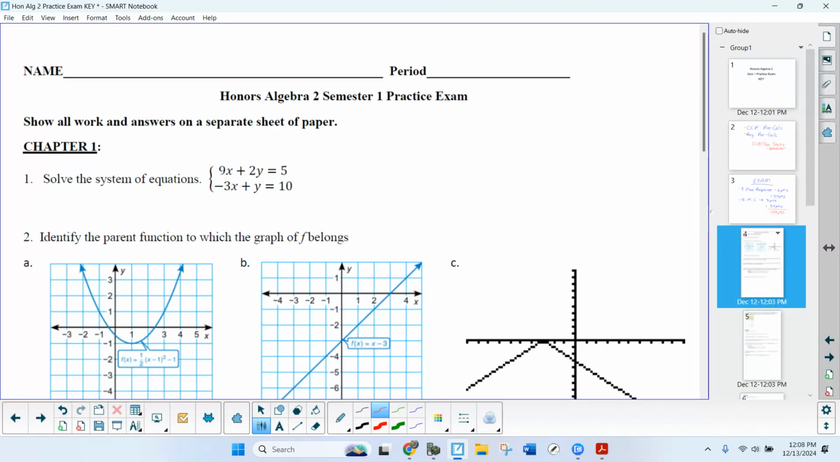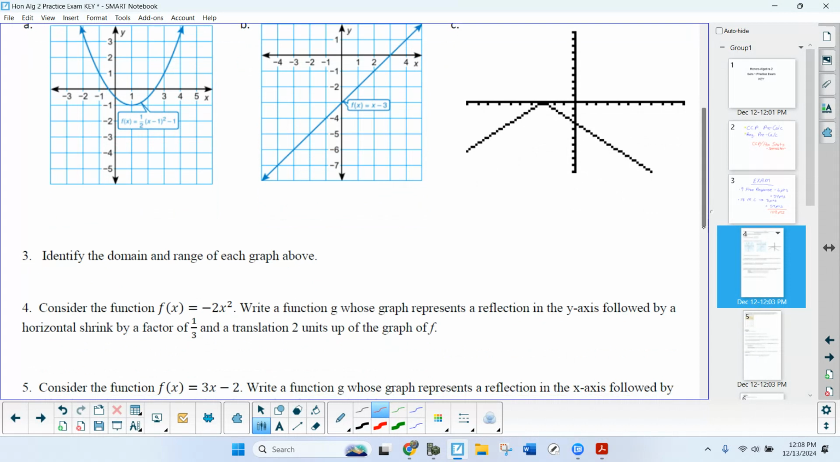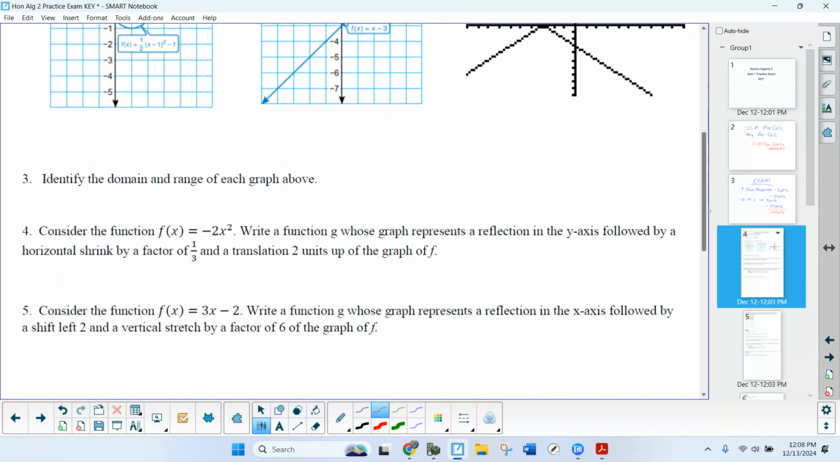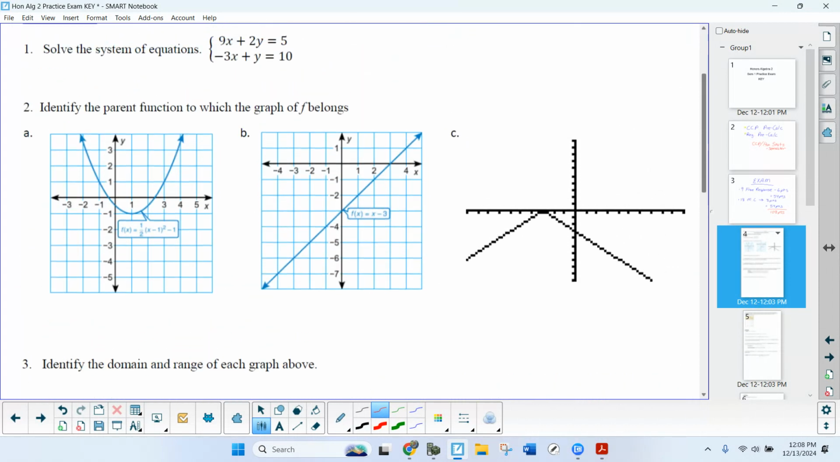Number 2, just identify the parent function. All u's or parabolas are quadratic. All lines are linear, and all v's are absolute value. Identify the domain and range of each of the above. Domain is all the x values and range is all the y values. I should have arrows. Okay. Does anybody need me to go over A, B, or C? No.